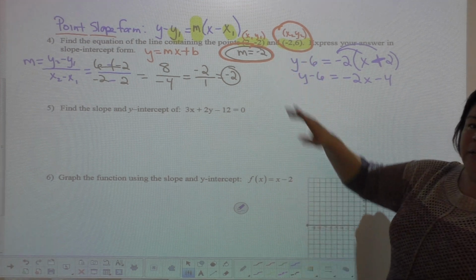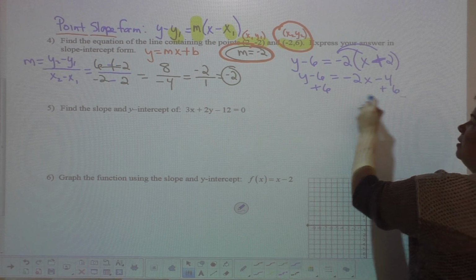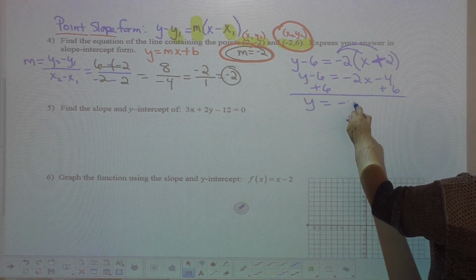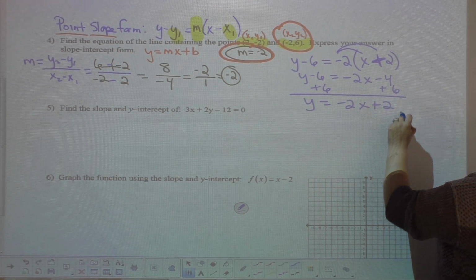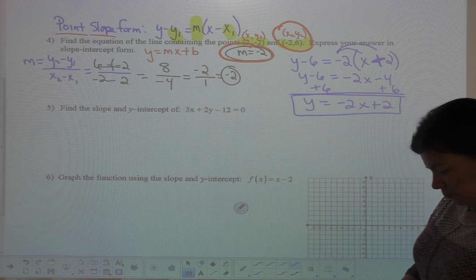Solve for y, getting it in slope-intercept form. I'm going to add 6 to both sides. Isolating that variable y in slope-intercept form finally leaves us with y equals negative 2x plus 2.